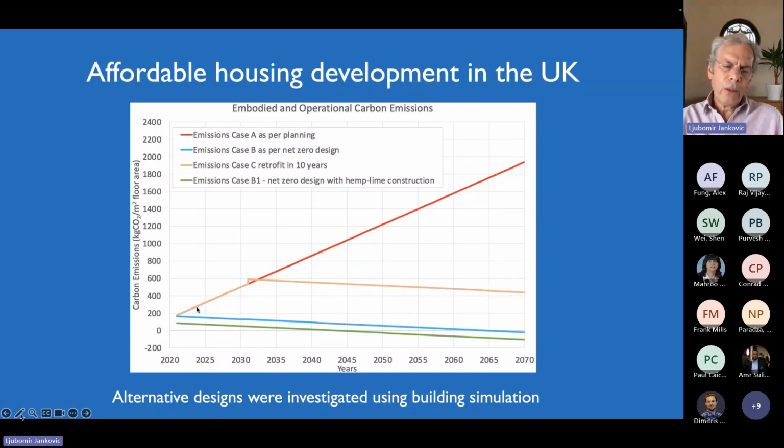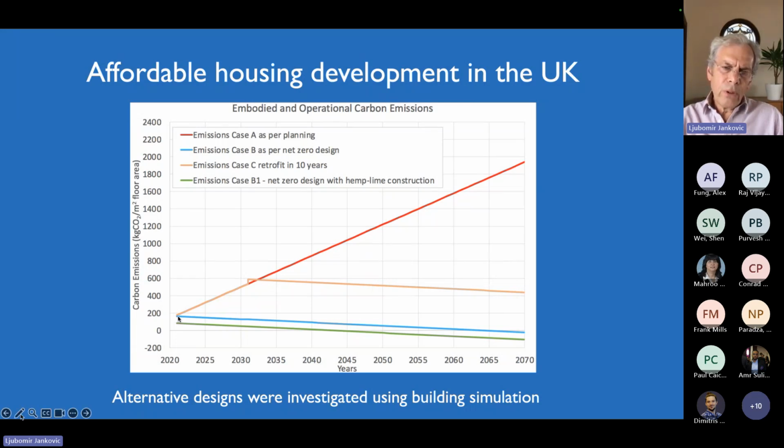If those houses were to be retrofitted in 10 years' time, as they will have to be. In fact, we are building houses now which will have to be retrofitted in the very near future, which is kind of beyond belief. But if we retrofit those houses in 10 years' time, then there's this kink of carbon emissions due to embodied emissions attributed to retrofit, then with renewable energy those emissions are going to be falling down, but there's no chance of reaching zero carbon by the end of the century.